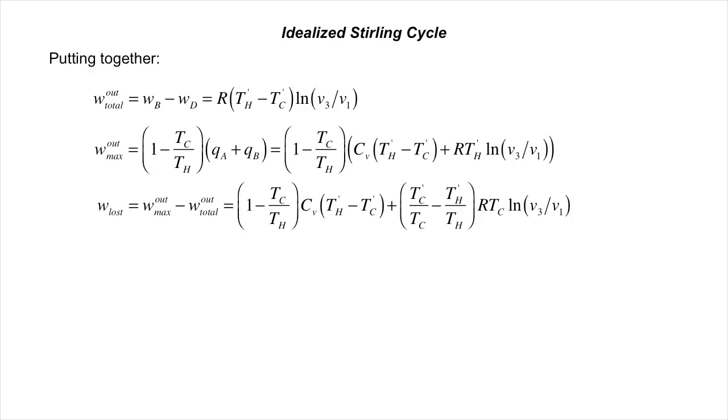Taking the difference, we can calculate the work lost by irreversibilities in our process. Note that this is not a loss of energy. This is a loss of work that ends up as additional heat going into the low temperature reservoir.